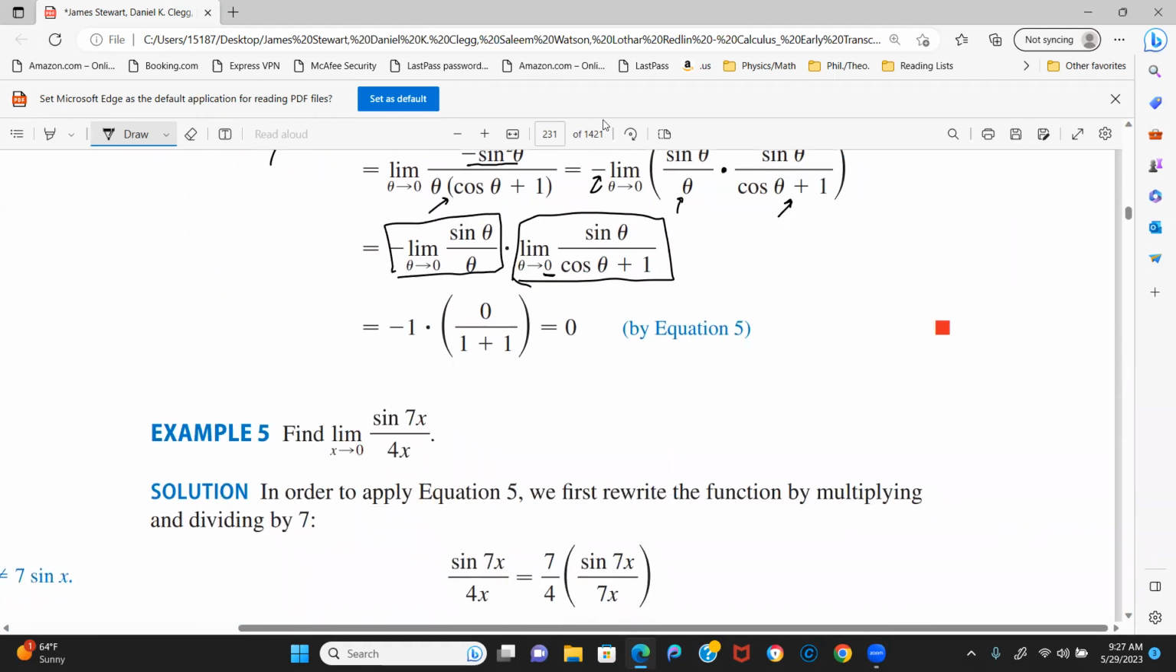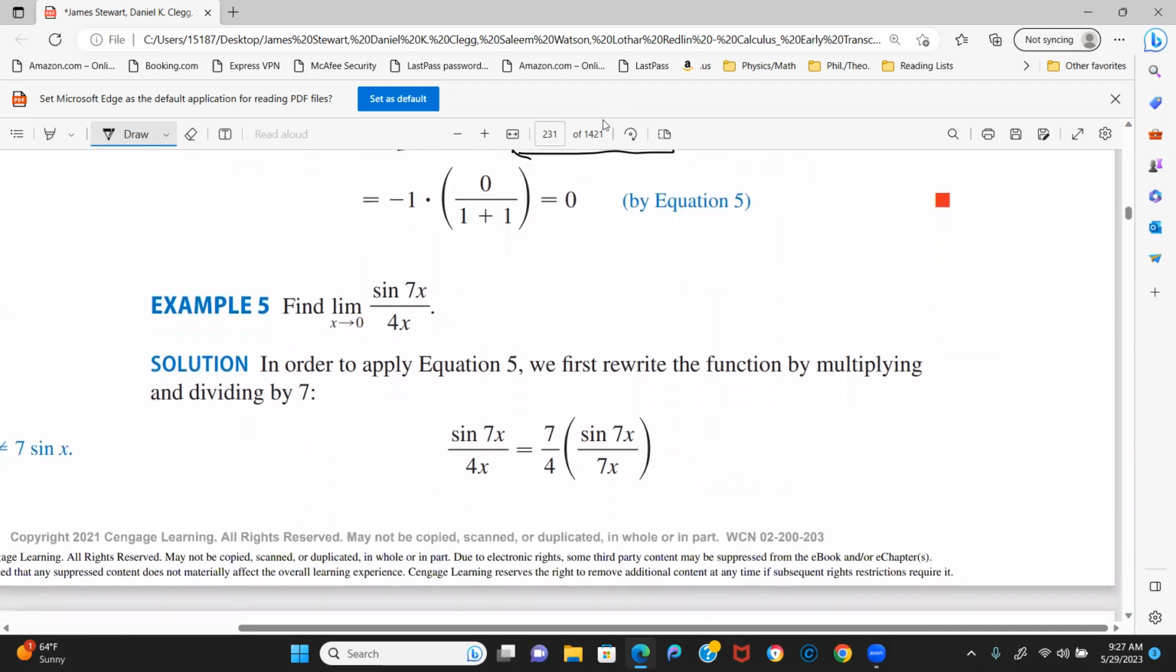So here's an example of using one of these limits. Besides using these limits to compute derivatives, you can also use them to compute other limits. So here's the trick. You want to compute this limit right here. Well, it's not quite like sine x over x. We get a 7x, we get a 4x, but that's not a problem because what we can do is factor out the 4.